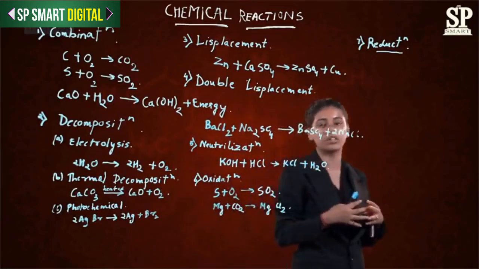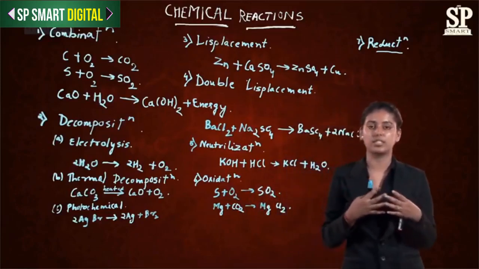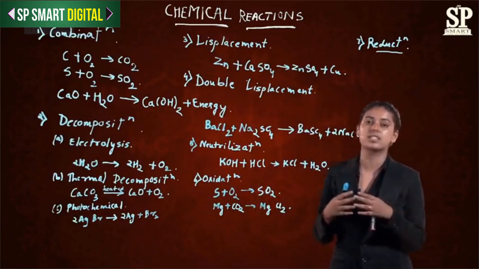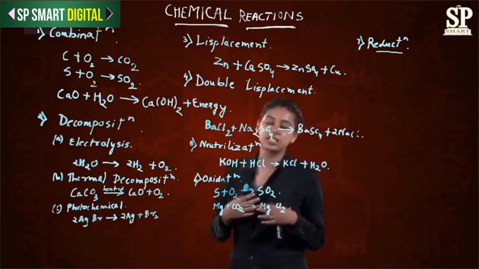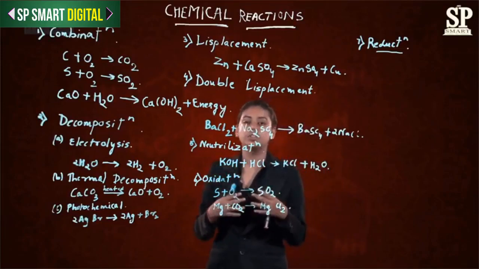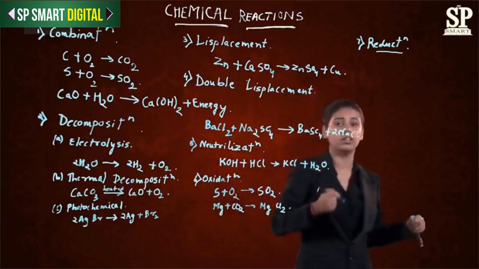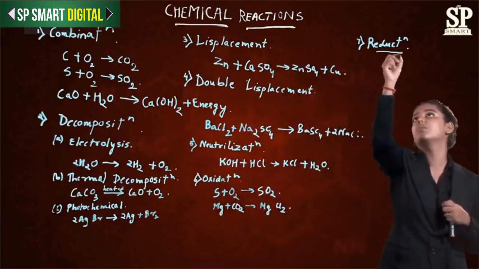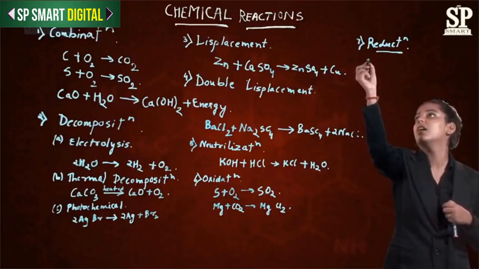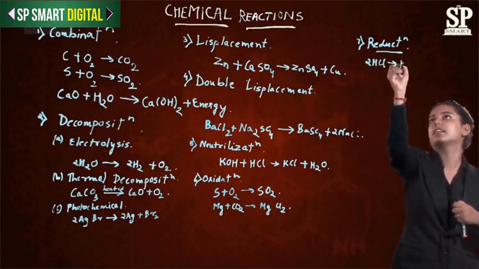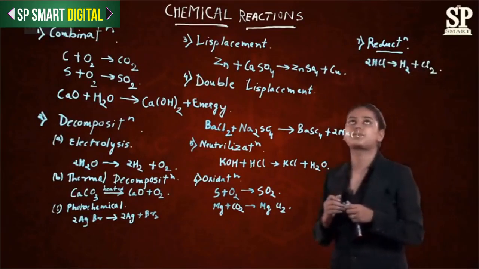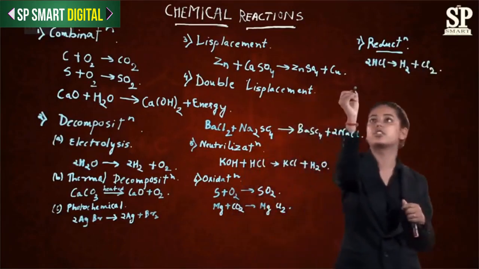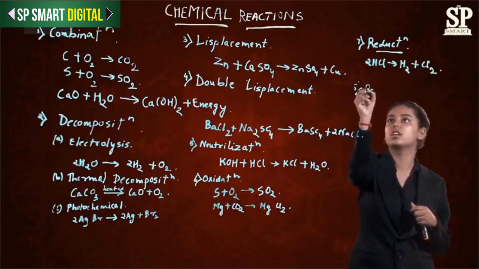Again, as I said before, hydrogen is electropositive and oxygen is electronegative. So reduction can be defined as a chemical reaction in which a substance gains an electropositive radical or loses an electronegative radical. The example here which we can take is hydrochloric acid getting split into hydrogen plus chlorine. Lastly, the eighth reaction is called the redox reaction.